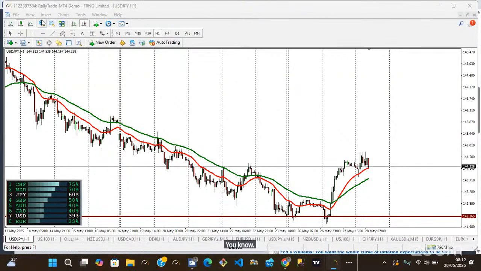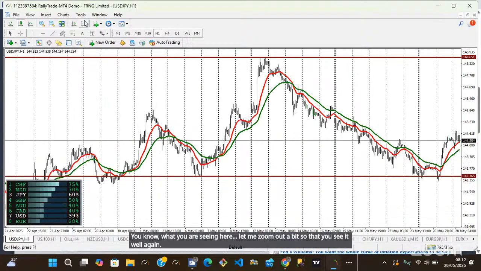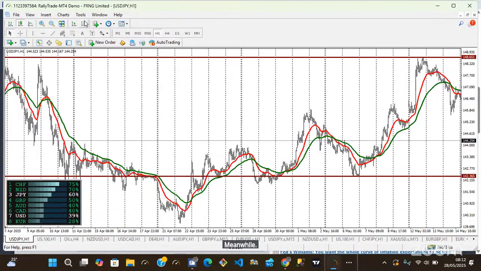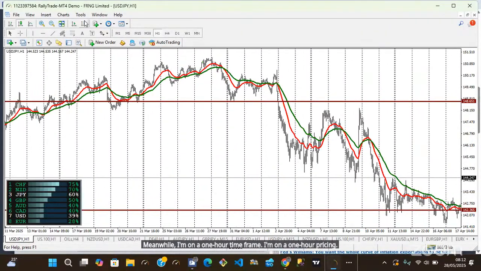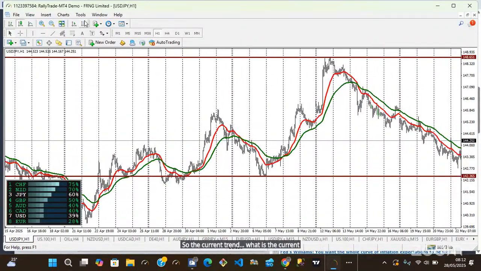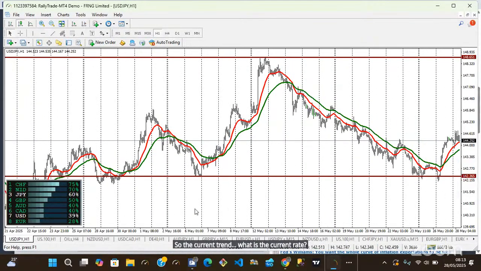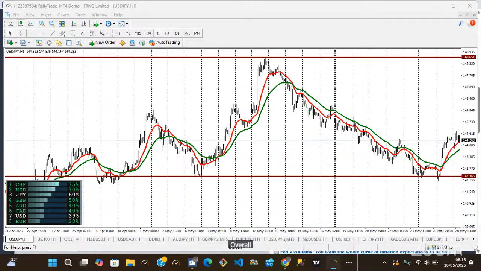Let me zoom out a bit so that you see it well. I'm on a 1 hour time frame. So what is the current trend? Uptrend, up, broken structure, overall uptrend. Okay, so people are doing cheat here. Okay, let's dive into it. Overall uptrend, up. Okay, good.